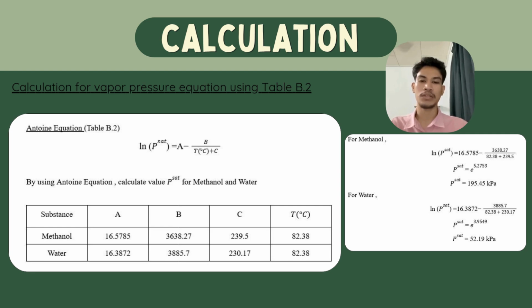60.3872, B is 3885.7 and C is 230.17. For both we use the midpoint temperature, which is 82.38 Celsius. So we just use the equation and get the vapor pressure for methanol as 195.45 kilopascal and water as 52.19 kilopascal.